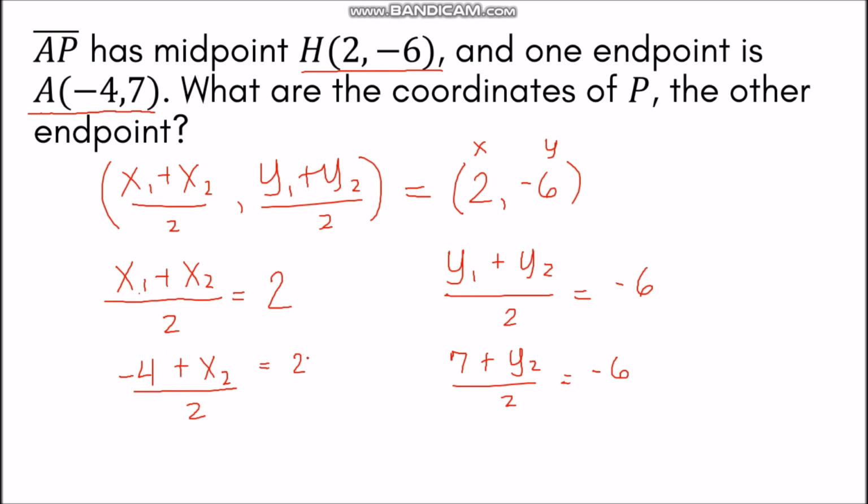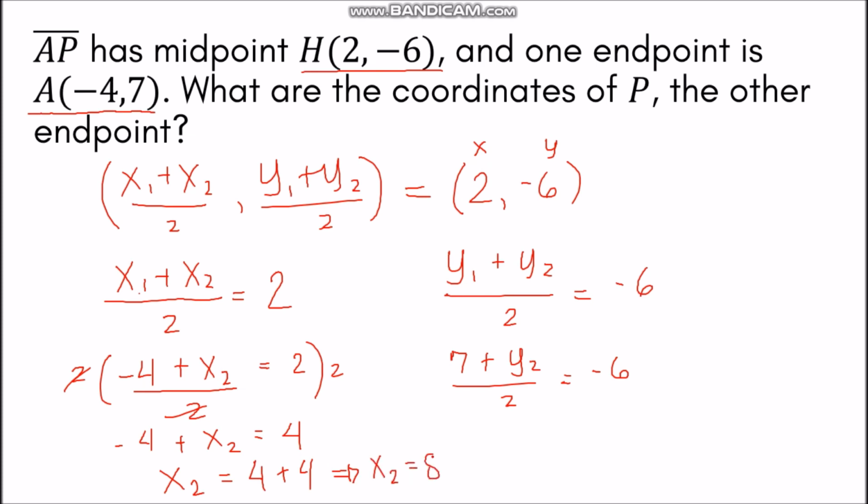So just multiply both sides by 2. The 2 cancels, then negative 4 plus x sub 2 equals 4. Then if we move negative 4 to the other side, it's 4 plus 4. Therefore, x sub 2 is equal to 8. So we now have x sub 2, which is the x-coordinate of P.